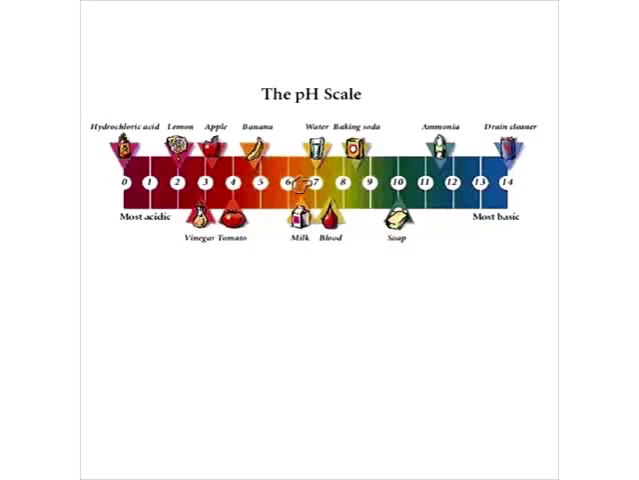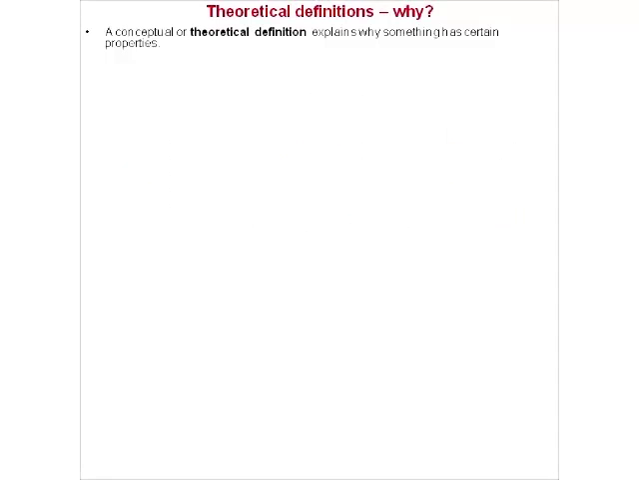Okay, on the basic scale, anything above 7 would be basic, and we can see baking soda, soap, ammonia, like Windex and things like that. Drain cleaner, very, very corrosive. You don't want to get that on your hands. And there we go. So lots of household items there.